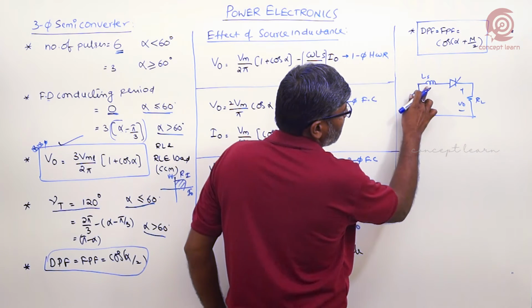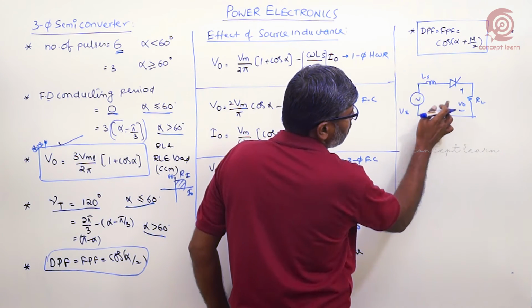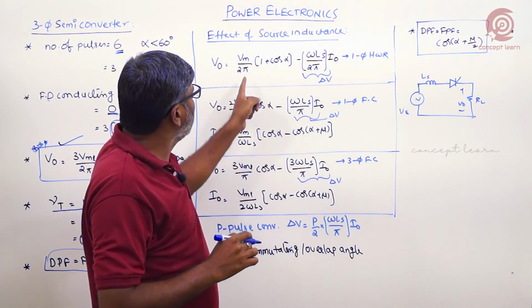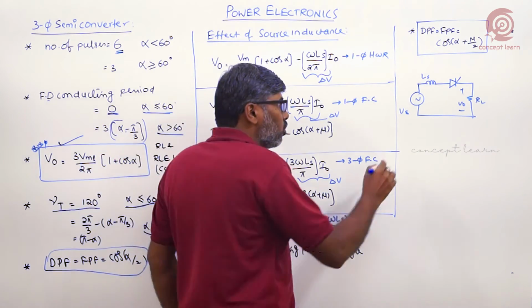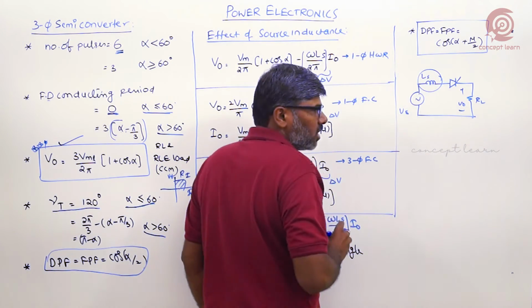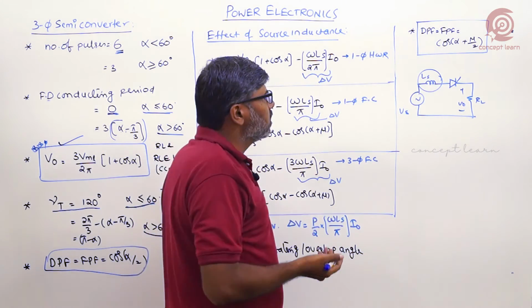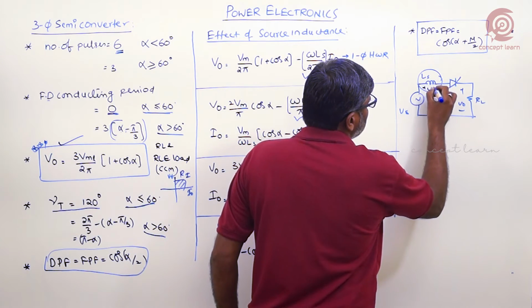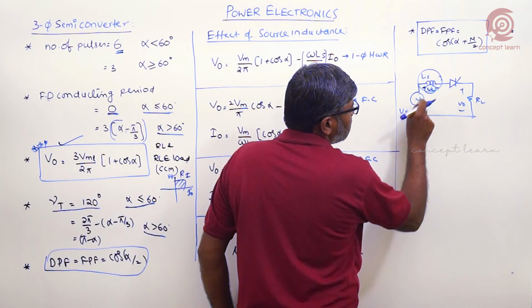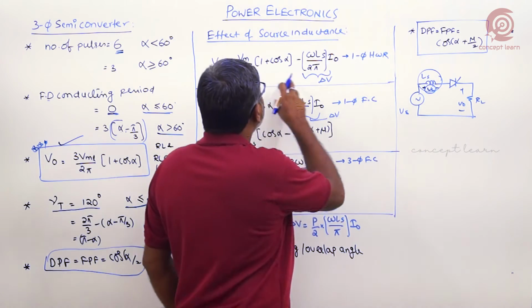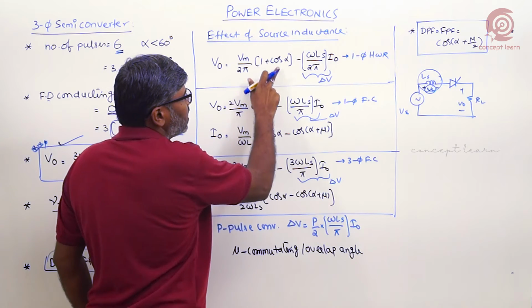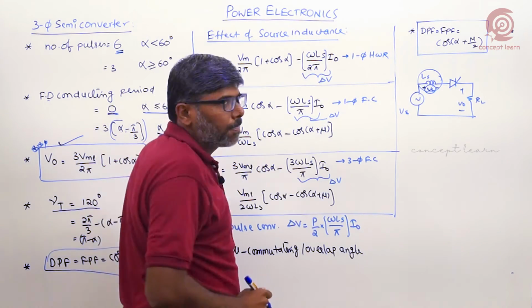So basically, what happens if there is no source inductance, V0 always follows the supply voltage, that is we get V0 equals Vm by 2 pi into 1 plus cos alpha. But if the source has inductance, definitely there must be some drop across it due to the change in the current, so that drop should be considered, and V0 is nothing but Vs minus this. So the net voltage across the load is now Vm by 2 pi into 1 plus cos alpha minus this factor, right?